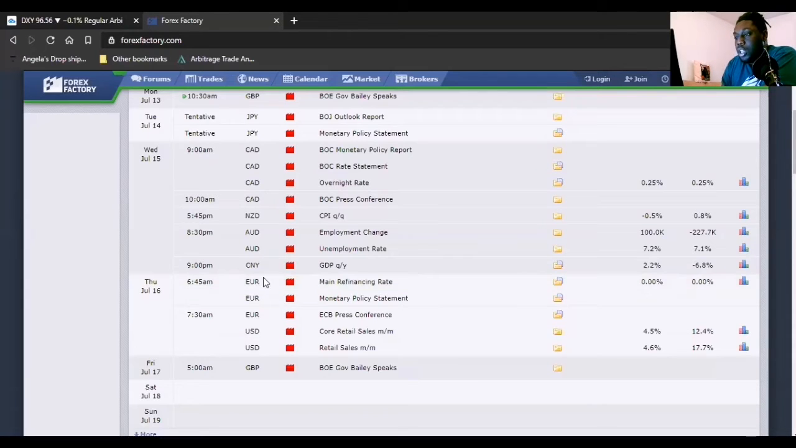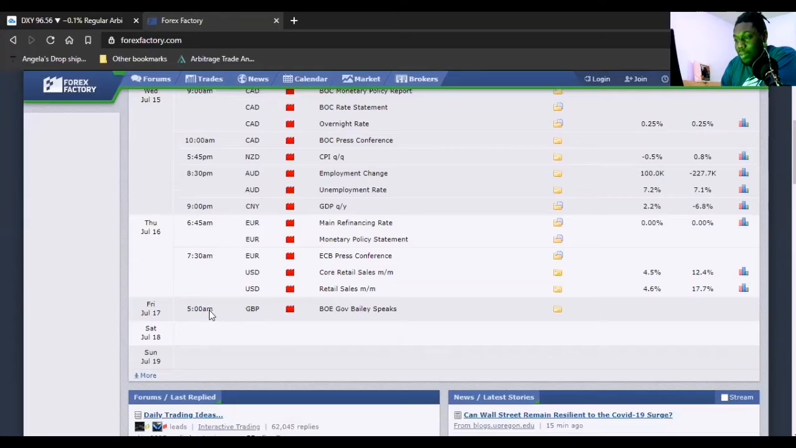Then we have Euro news Thursday, early in the morning, and at 7:30 a.m. we have retail sales on the US dollar, and Friday at 5 a.m. GBP news again. So that's all about the fundamental analysis part. Those are times that you might want to watch out for to see if anything happens.